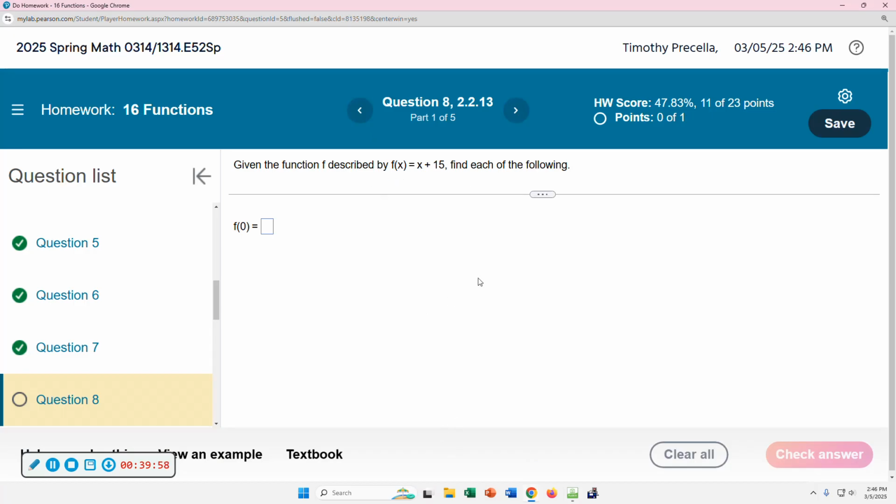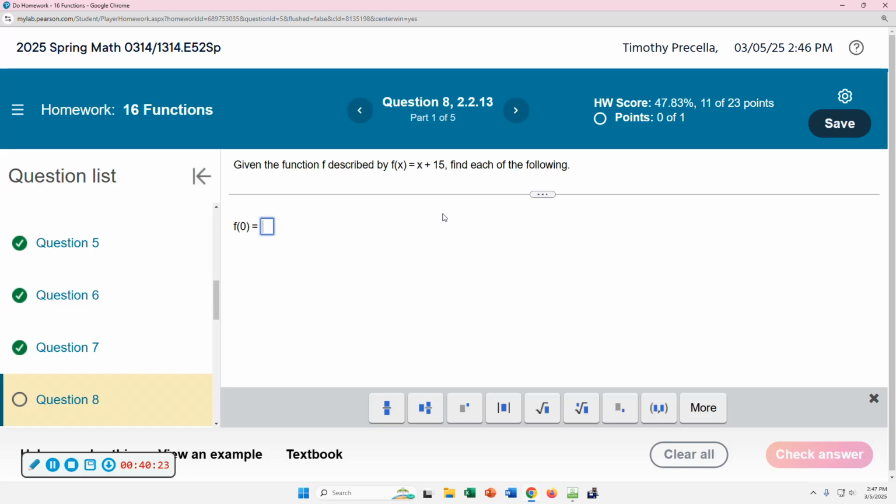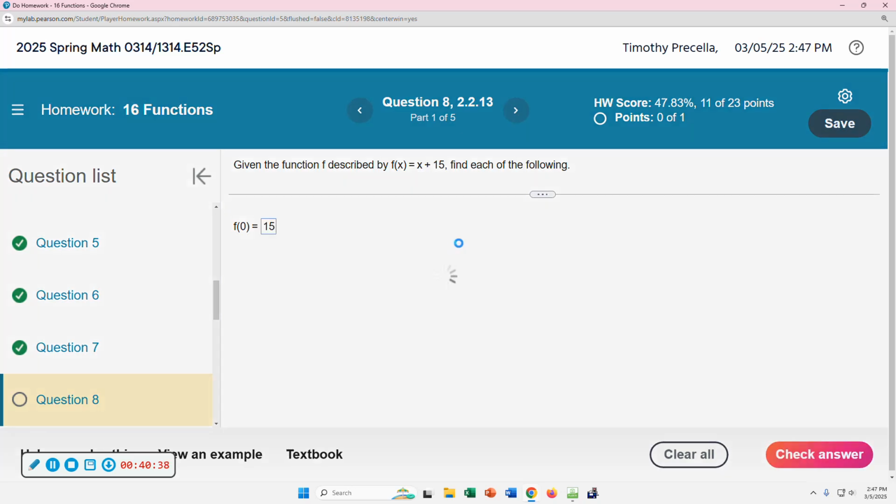Okay, number 8. Function of x, or f of x, equals x plus 15. First thing we want is f of 0. If you've been following what we've been saying here, you can just tell me this answer. I don't even think you have to write anything down here. No, not 0. What's the final answer? What's the final answer? 15. Take the 0, plug it in for x. 0 plus 15 gives me the final answer of 15.